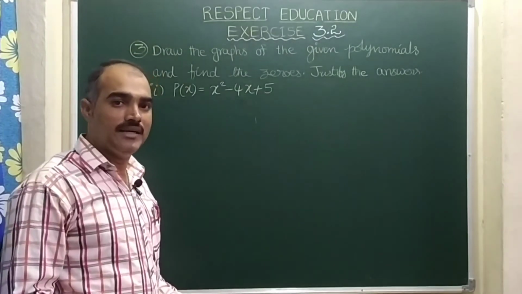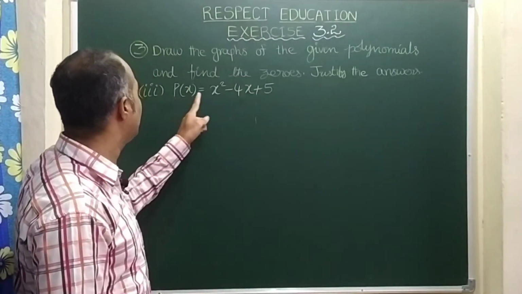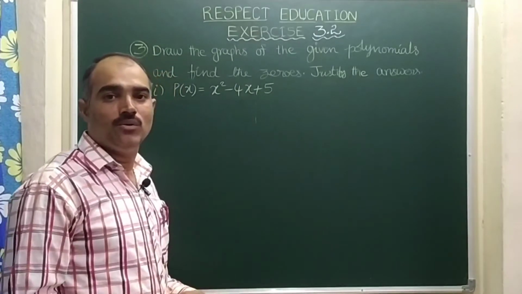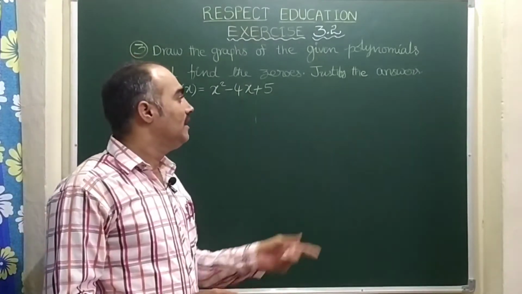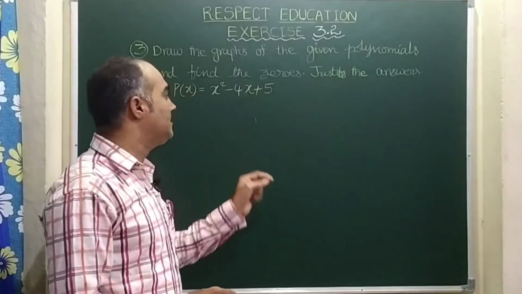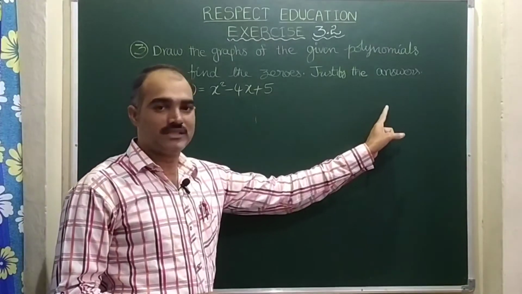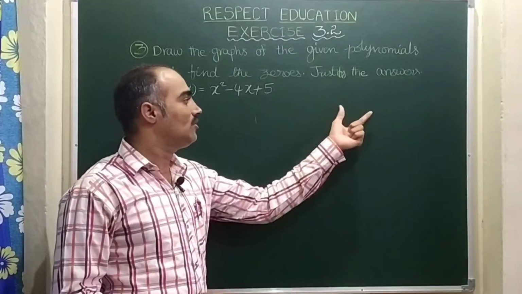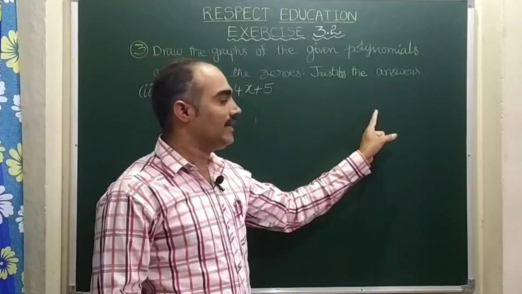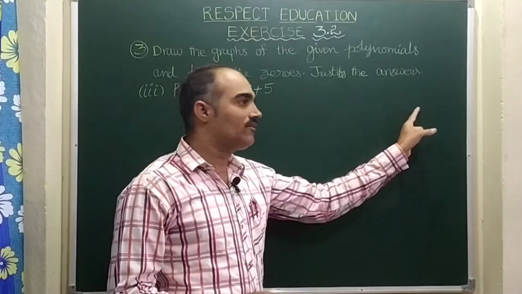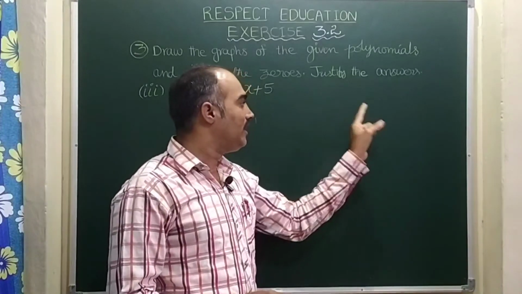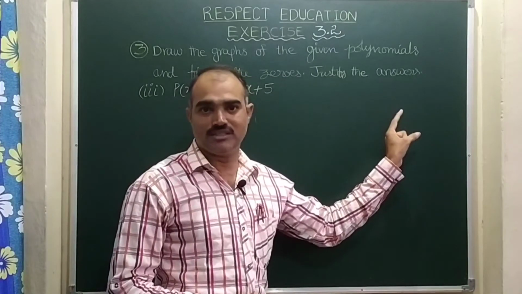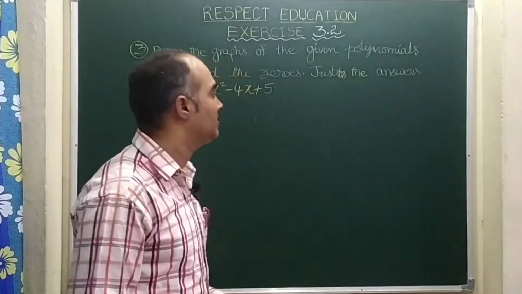Now let us see the next bit, that is the third bit, p of x equal x square minus 4x plus 5. Here you do a small observation, children. In the previous bit, that is the second bit, I forgot to give you the scale. Note down the scale like the first bit itself. On x-axis 1 cm equal to 1 unit. On y-axis 1 cm equal to 2 units, because writing the scale is a must. Okay, now let us see this bit.